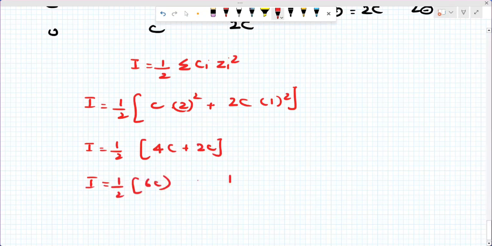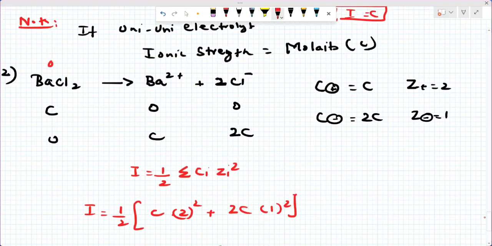Now what is I? I is equal to 3C. Listen, I'm going to ask you a question. For example, for 0.2 molality of barium chloride, what is the ionic strength? What is the answer? 0.2 into 3, that is 0.6.